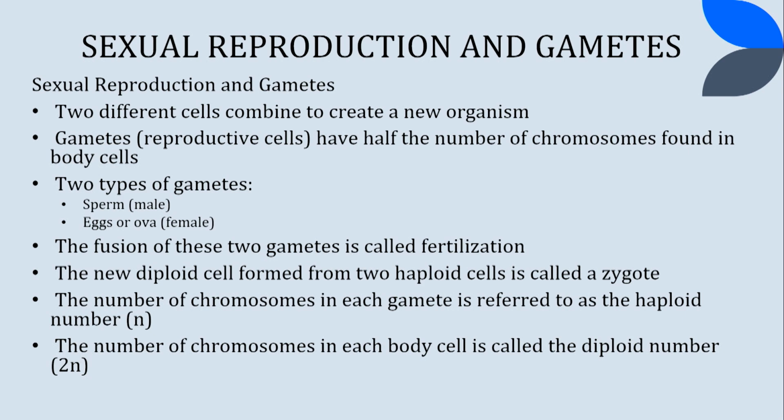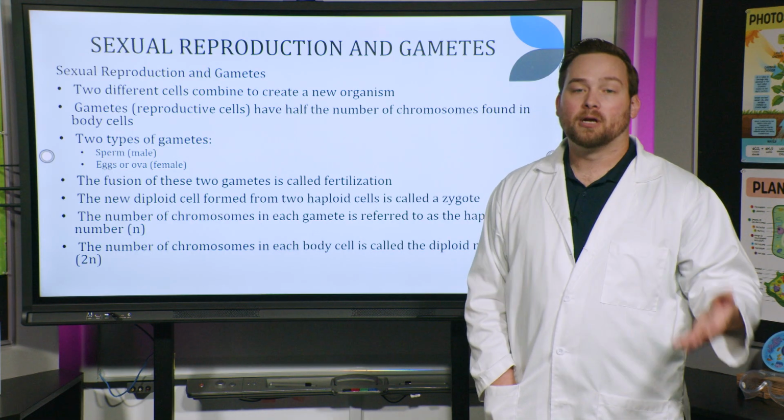The number of chromosomes in each gamete is referred to as the haploid number. So remember, when we say haploid, that is only talking about gametes or sex cells, and we write that as just N, representing whatever number of chromosomes you're supposed to have. Then the number of chromosomes in each body cell is called the diploid number, which is 2N, because now we have twice as many as in the gametes. For example, sperm and egg cells only have 23 each, but the diploid number would be 46, because now we have 23 pairs of chromosomes.